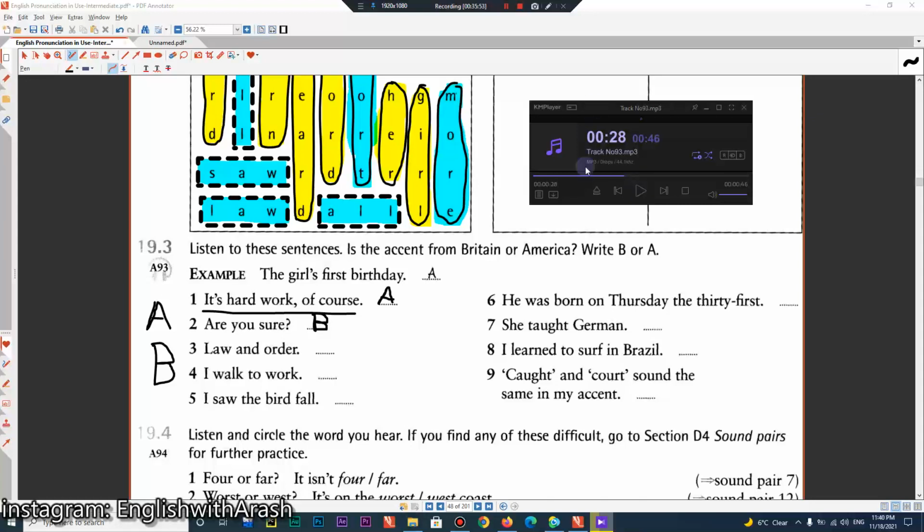So, what do you think? Yeah, it's British, because it says law and order. There is no R sound, so I'm just assuming it's British. I mean, that's what I hear.